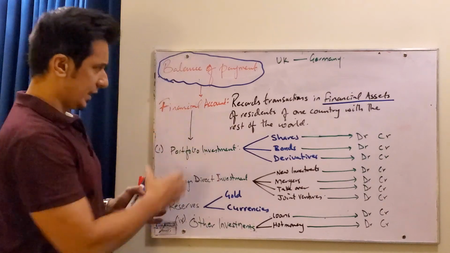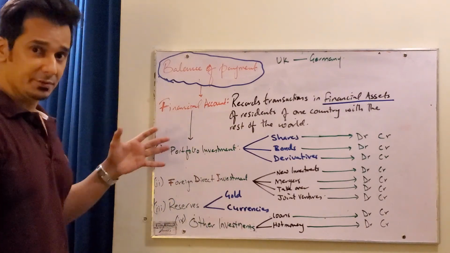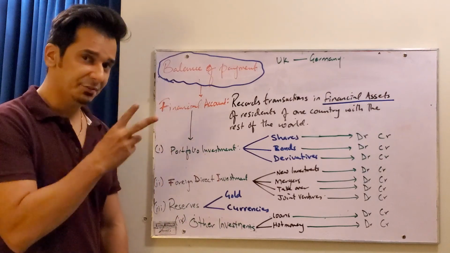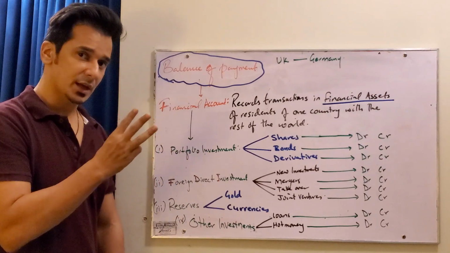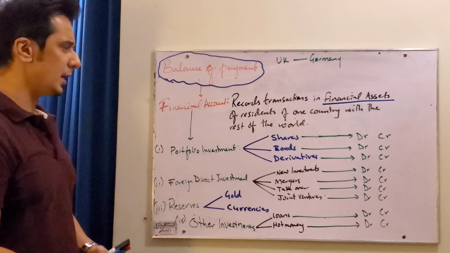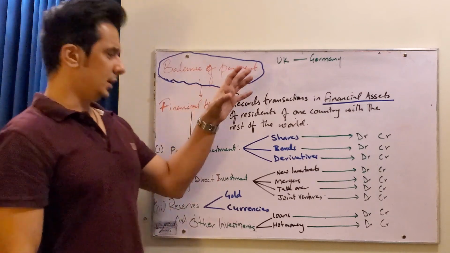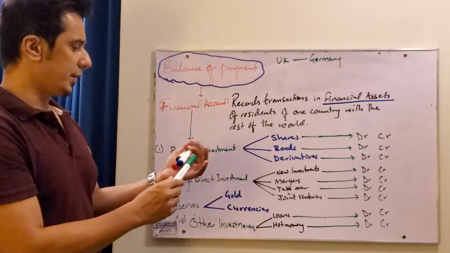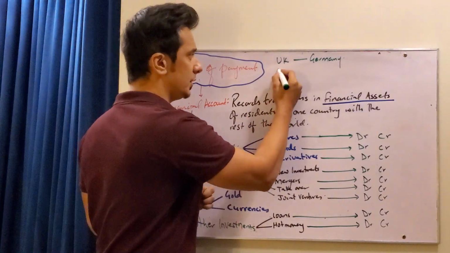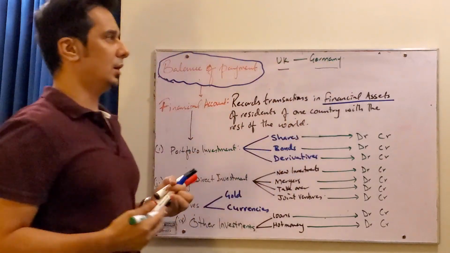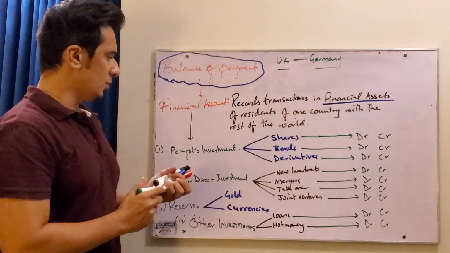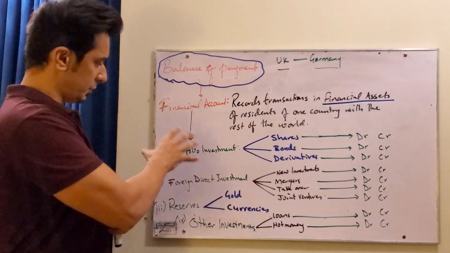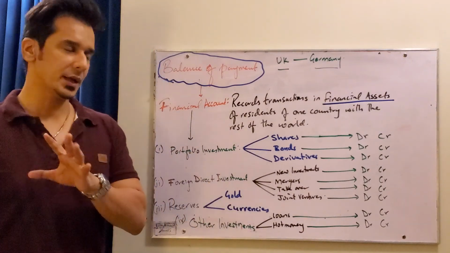The financial account is further divided into four parts, which include portfolio investment, FDI, reserves, as well as other investments. Let's assume that in this particular account, the financial account, we would be talking about two countries, the UK and Germany. Before we start with portfolio investments, keep one thing in mind.